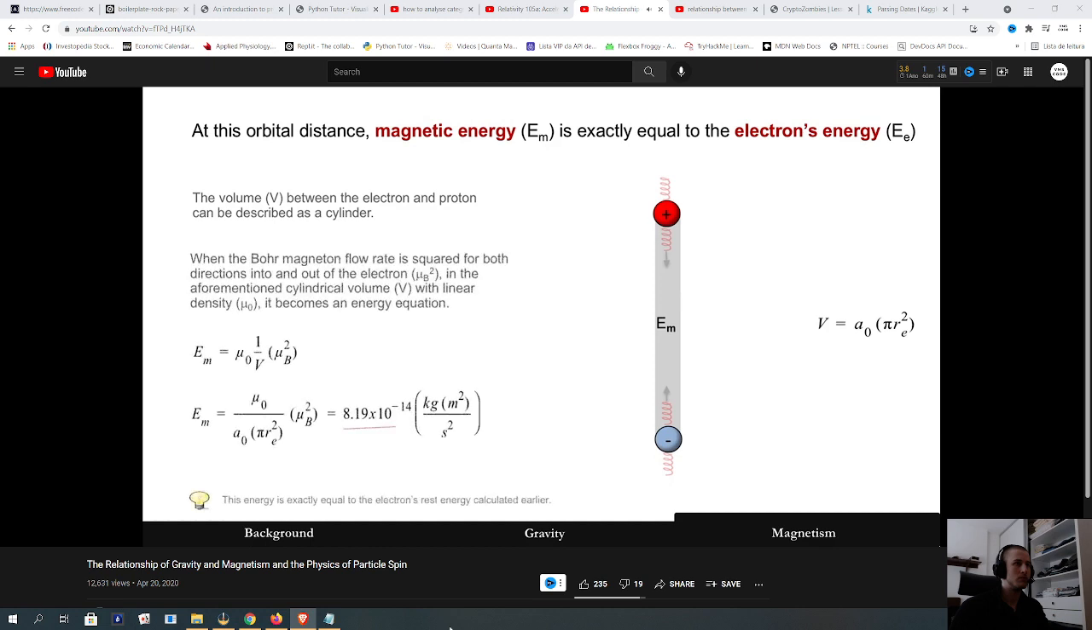And then now let's take the Bohr magneton, square it for flow rate coming in and out of the electron, flowing through that volume with a linear density of magnetic constant. If you do those units now, you get units of energy. So we made an energy equation. And if you look at that value, that magnetic energy between the electron and proton is exactly equal to the rest energy of the electron.